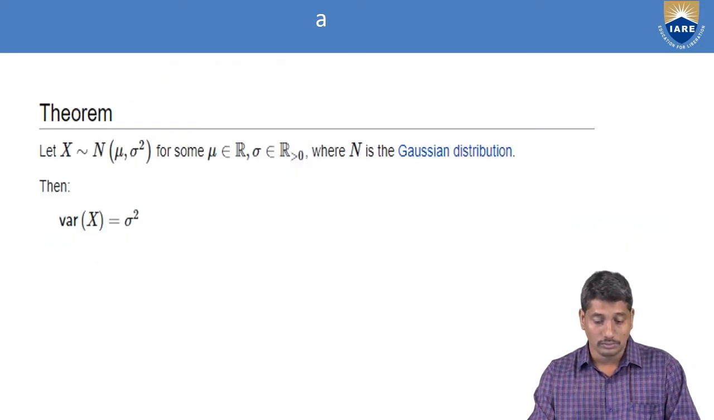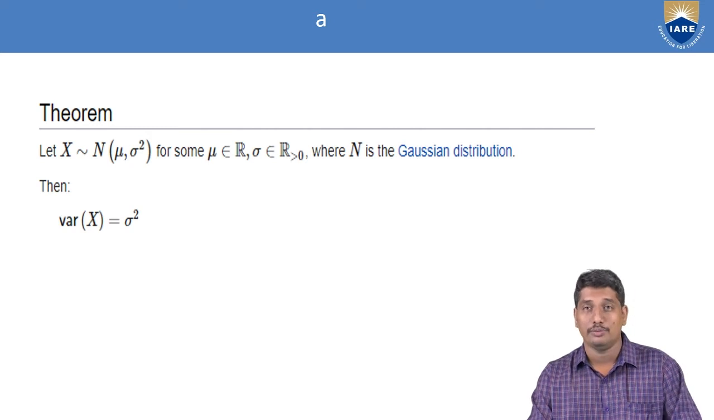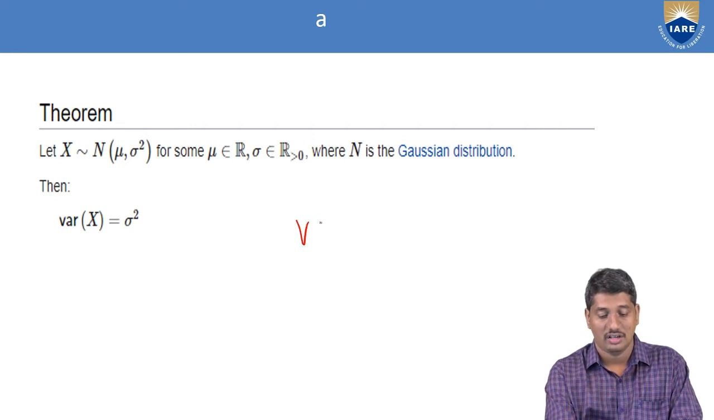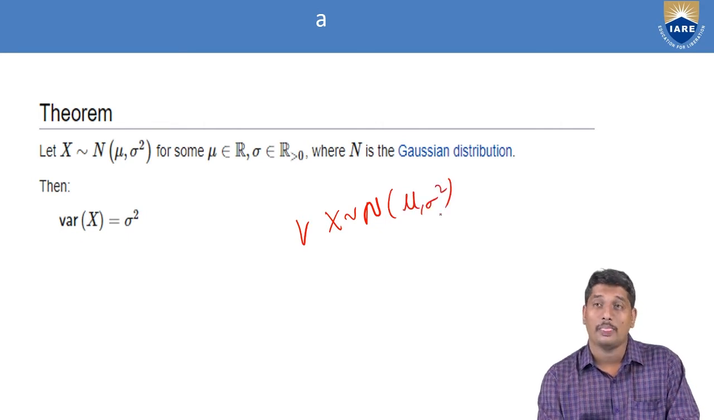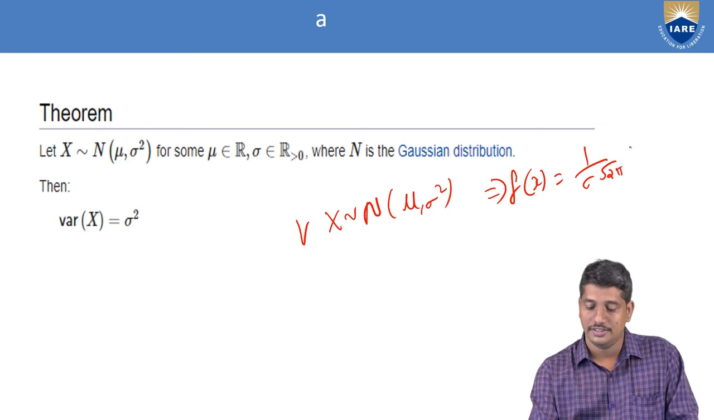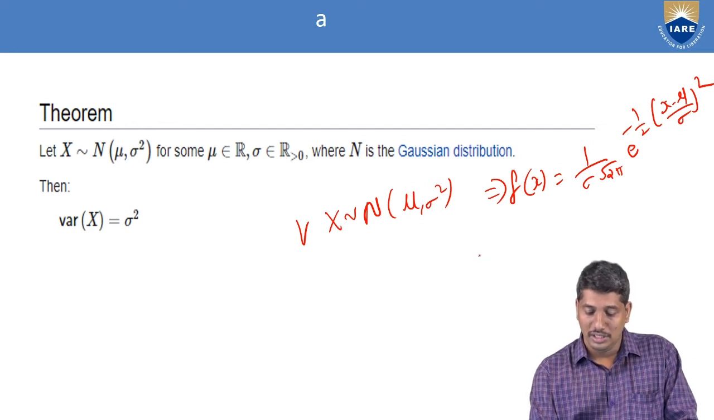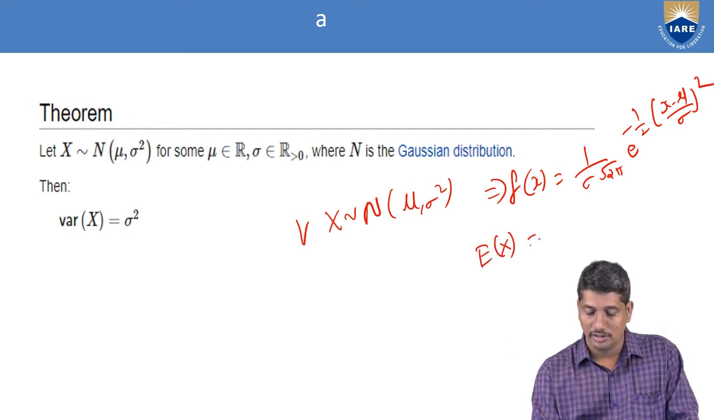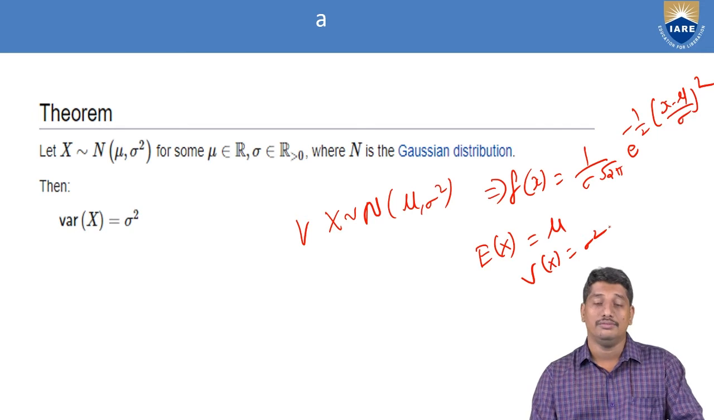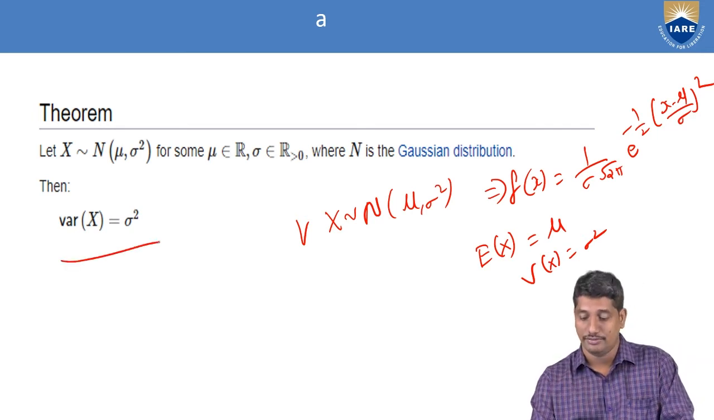Now, here we are going to write an important thing, the variance. Suppose X follows the normal distribution with mu comma sigma square, that is, the density function f of x is equal to 1 by sigma root 2 pi e power minus half into (x minus mu by sigma) whole square. Then the mean, that is E of x, will be equal to mu and V of x will be equal to sigma square. So in this theorem we have written that the variance of x is sigma square, which I am going to show.